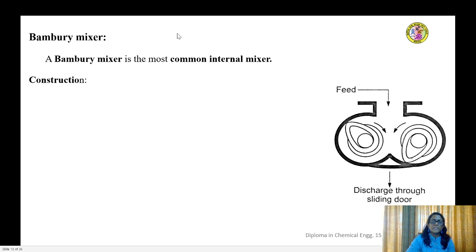Let us now learn about another type of mixer called the Banbury mixer. It is one of the most common internal mixers.